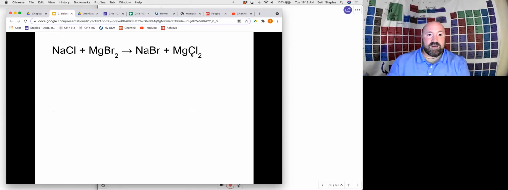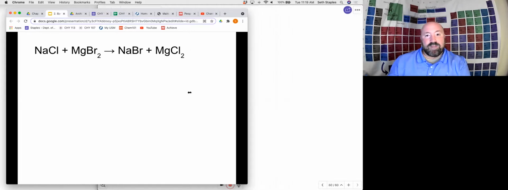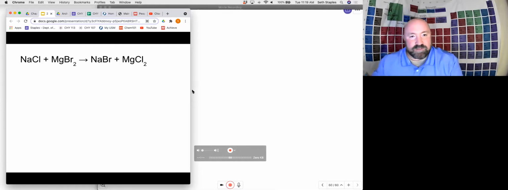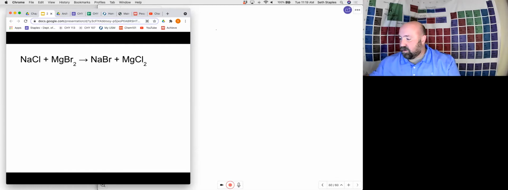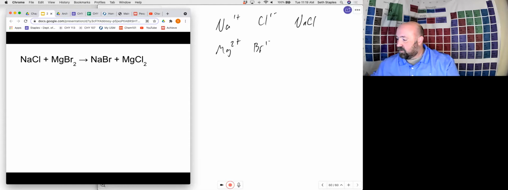Let's look at this example here. Sodium chloride plus magnesium bromide. So again, let's see why our subscripts are different on each side. When sodium and chlorine come together to form a compound, we have Na1+ and Cl1-, and so that's going to be NaCl. Magnesium and bromine, magnesium 2+ and Br1-, MgBr2.